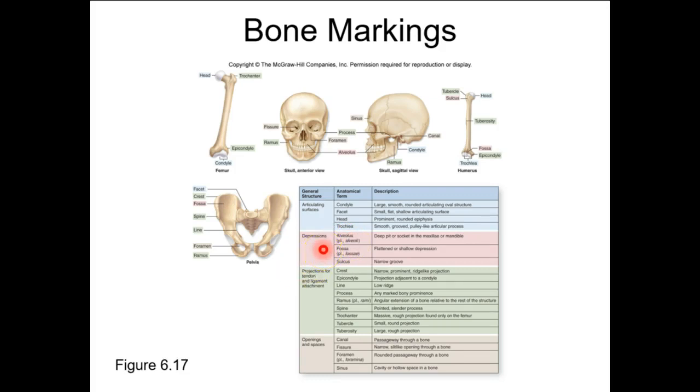You'll see a few fossae. A fossa is a broad depression. This is the infraspinous fossa. So it's a little bit concave. So there's this concavity. This is the supraspinous fossa. It's a concavity and it's smooth. This is not an articulating surface. This is a depression. Some muscles are going to lie here, but there's no other bone articulating with it.